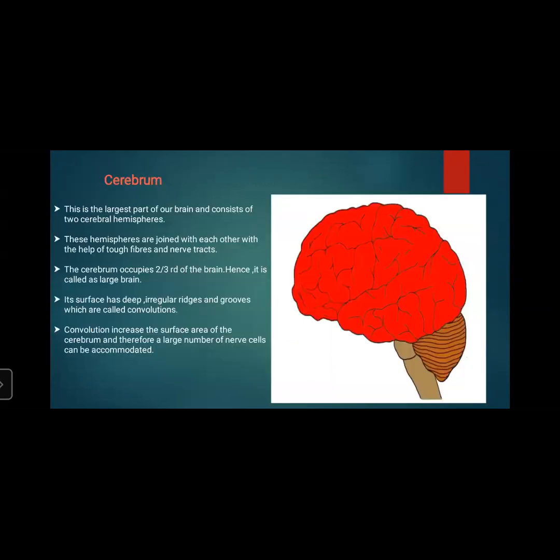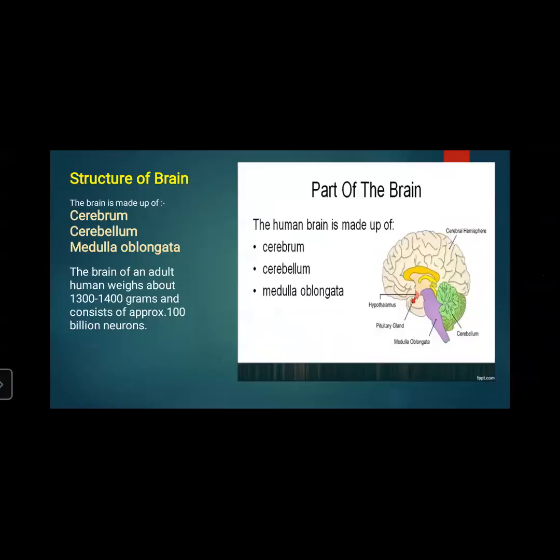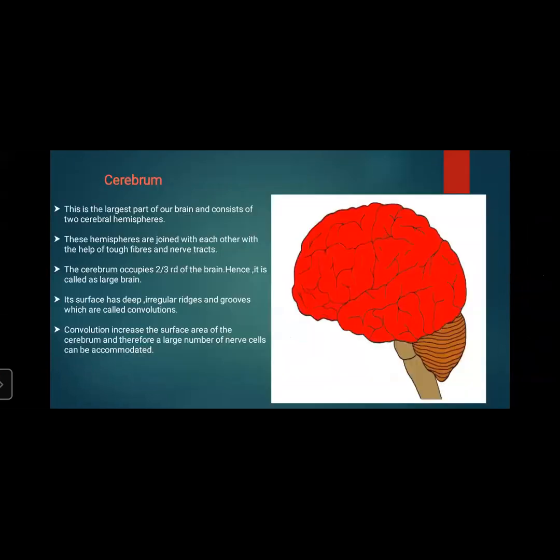Now cerebrum. This is the largest part of our brain and consists of two cerebral hemispheres. It is the largest part, as we have seen in this picture. The largest part, that is creamish or skin color, that is cerebrum. So it consists of two cerebral hemispheres.